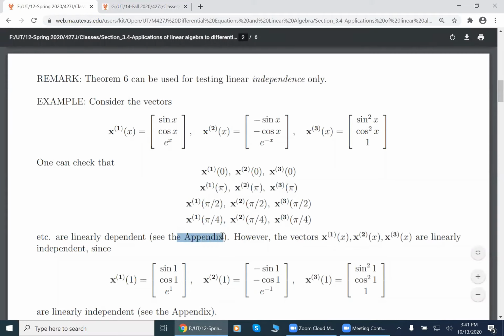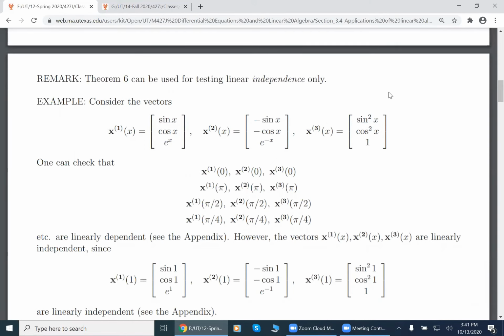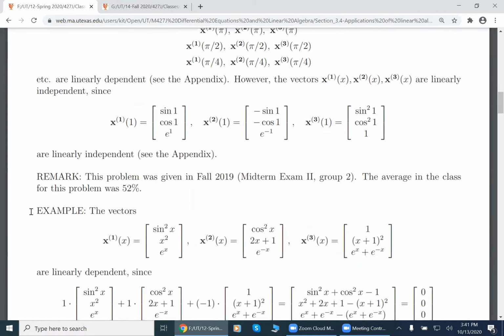However, if we replace x by 1, the resulting matrix columns are independent. Therefore, these matrix columns are independent by Theorem 6. Now you can say, then how do we prove dependence? Take a look at this example. Here we show that these 3 matrix columns are dependent.